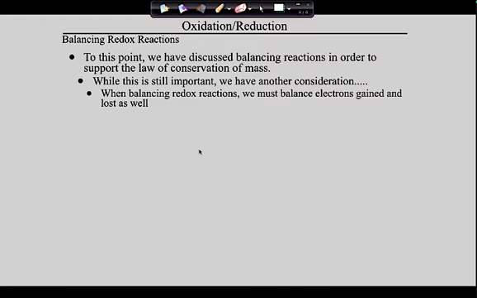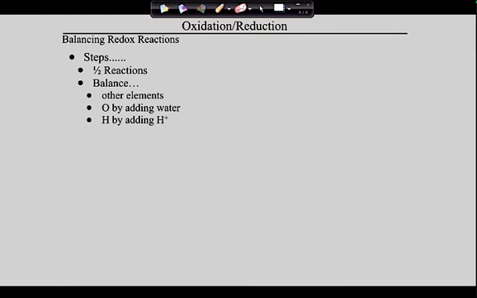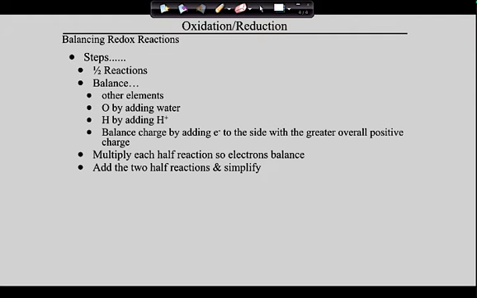Poor thing, my clicker. I don't know if I have replacement batteries. That's okay. Guys, to help you be successful with this, here's how you balance redox reactions. I think you will find this in the book. That's the next thing we need to talk about.